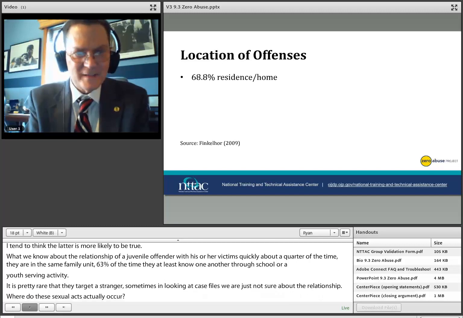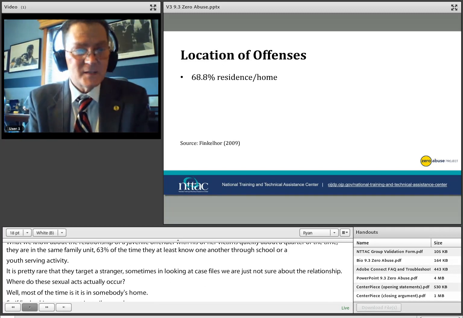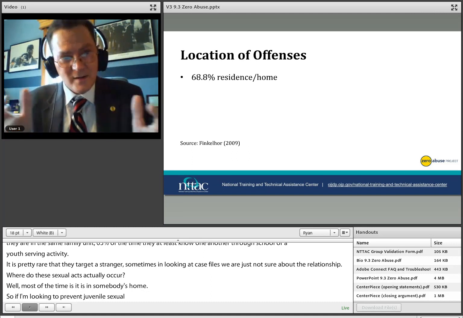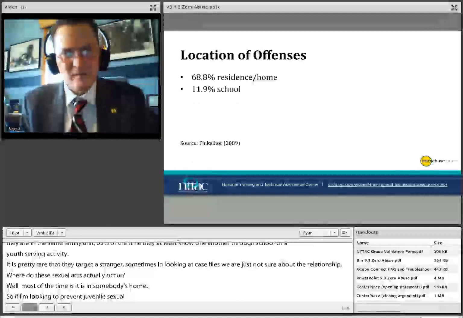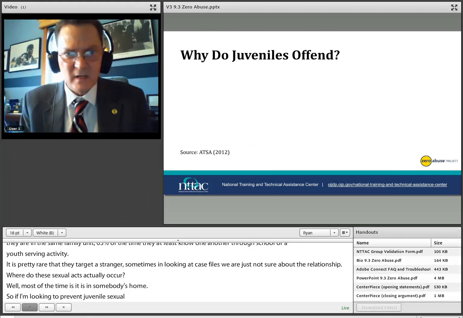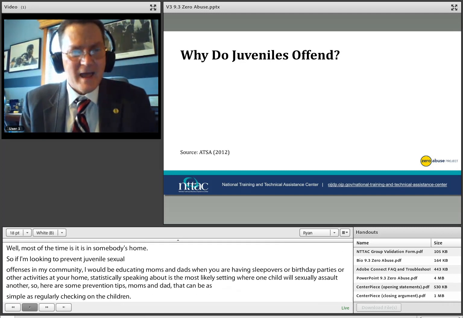So if I'm looking to prevent juvenile sexual offenses in my community, I would target adolescent children, especially boys, and I'd be educating moms and dads when you're having sleepovers or birthday parties or other activities at your home. Statistically speaking, that is the most likely setting where one child will sexually assault another. So here are some prevention tips, moms and dads, that can be as simple as regularly checking on the children. Sometimes it happens at school, sometimes in a store or another building, sometimes outside, sometimes we're just not sure.